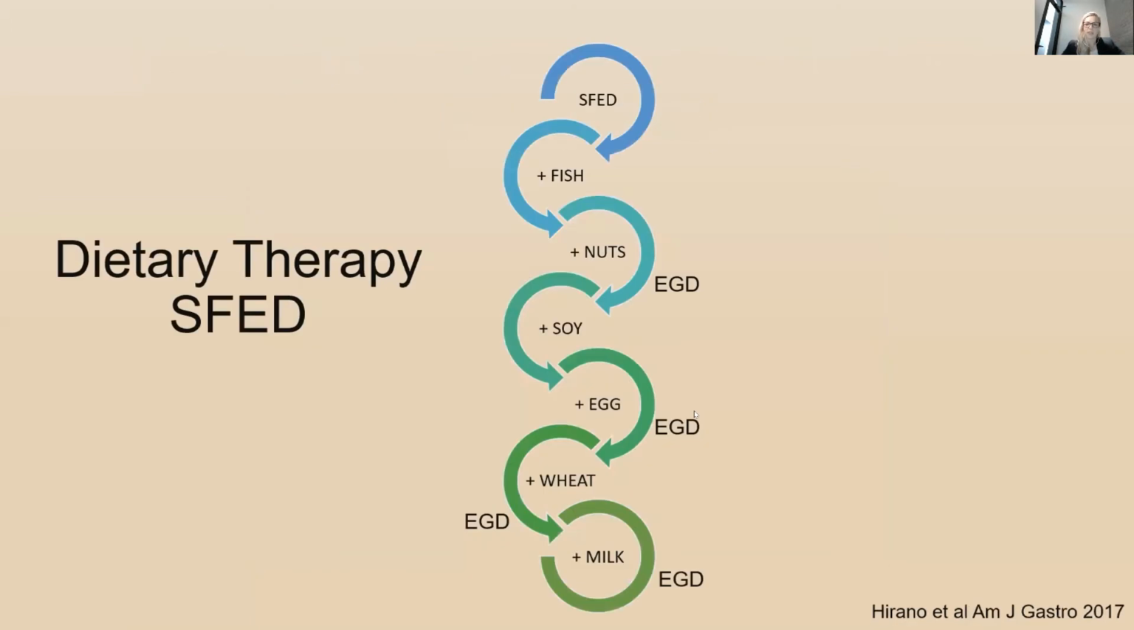So for the 6-food elimination diet or any empiric elimination diet, there are 3 phases that start with induction, followed by reintroduction, and then the maintenance phase. So in the induction phase, all 6 food groups are eliminated. And then reintroduction focuses on introducing the foods that are least likely to trigger esophageal eosinophilia, followed by the most likely to trigger. So fish and nuts are reintroduced first, followed by an EGD. Then soy and egg, followed by an EGD, and then finally wheat and milk. And each are followed by an EGD at that point as their most common causes.